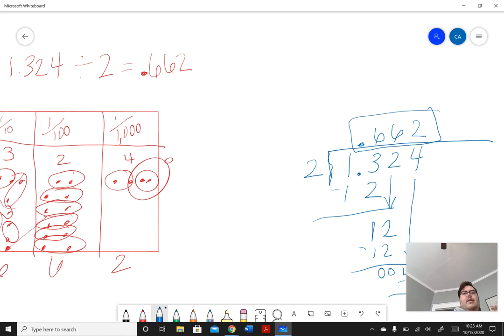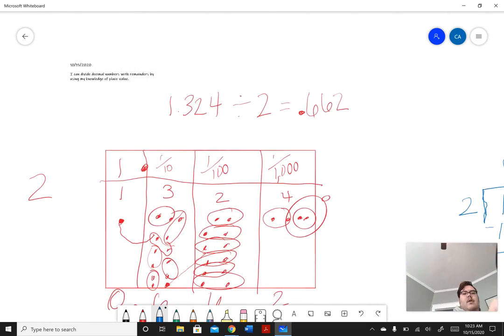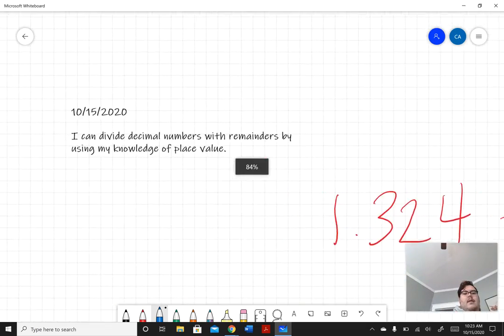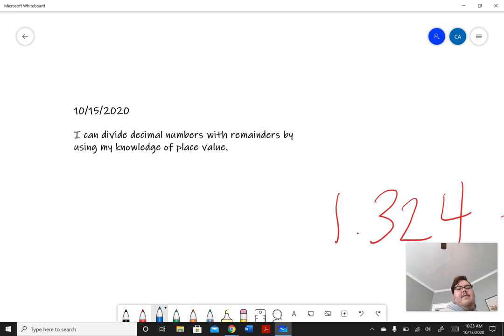Okay, so let's double check our objective. It says that I can divide decimal numbers with remainders by using my knowledge of place value. I think you are totally well on your way to get that done.